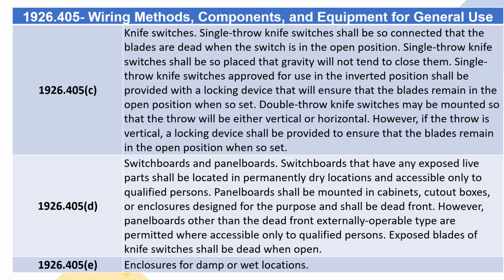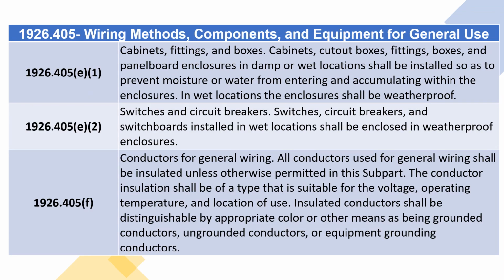1926.405 E. Enclosures for damp or wet locations. 1926.405 E1. Cabinets, fittings, and boxes. Cabinets, cutout boxes, fittings, boxes, and panel board enclosures in damp or wet locations shall be installed so as to prevent moisture or water from entering and accumulating within the enclosures. In wet locations, the enclosures shall be weatherproof. 1926.405 E2. Switches and circuit breakers. Switches, circuit breakers, and switchboards installed in wet locations shall be enclosed in weatherproof enclosures.